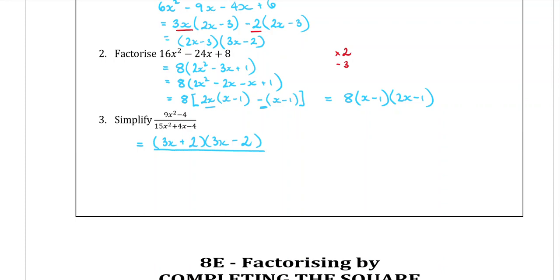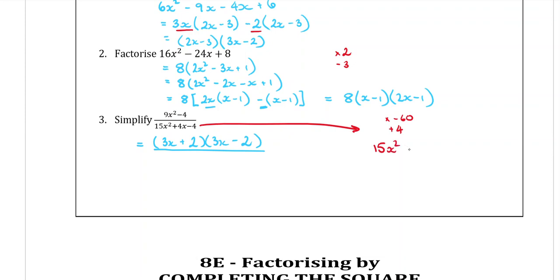On the bottom, we have our non-monic trinomial. So rather than rewrite my fraction over and over again, I'm going to bring it over to the side and factorise it over here. So my numbers that I'm looking for, I need to multiply the 15 with the minus 4, so they have to times to give negative 60. And they have to add to give the 4. So that would be a positive 10 and a negative 6. So let's rewrite our non-monic trinomial by splitting that middle term.